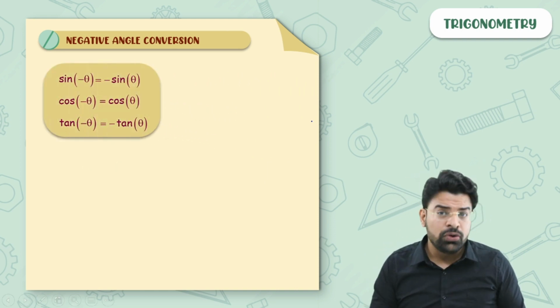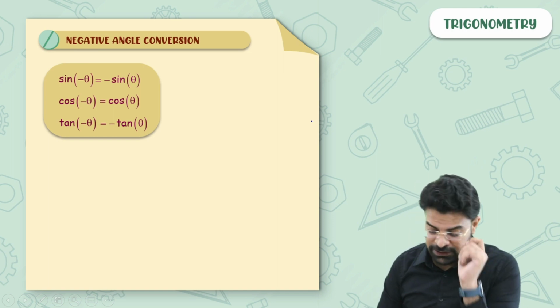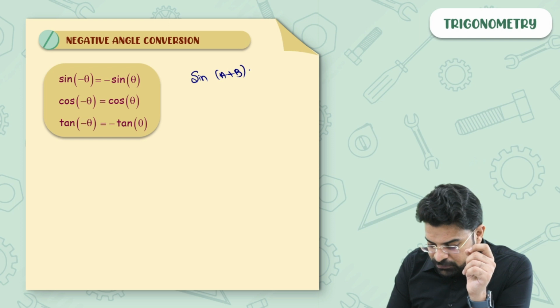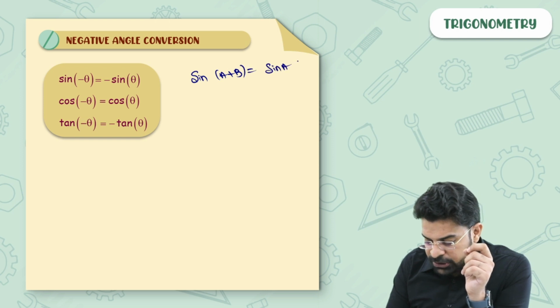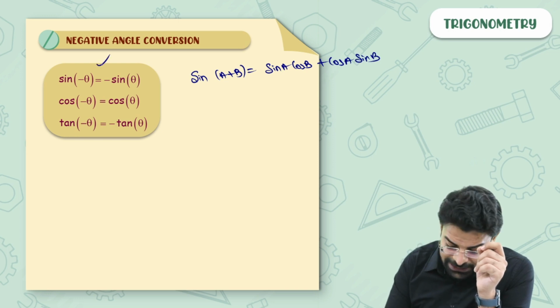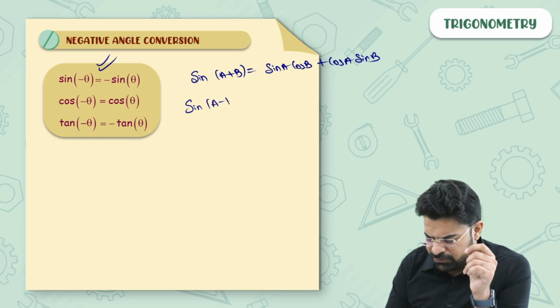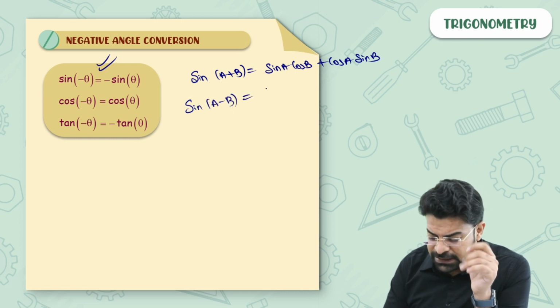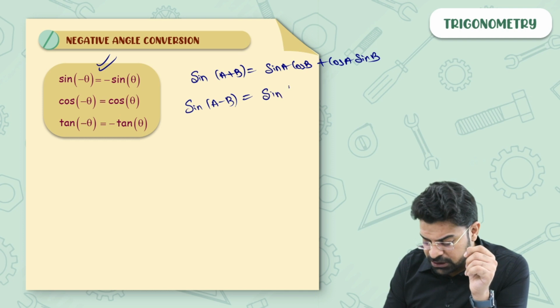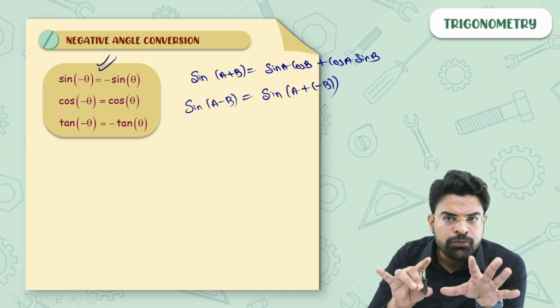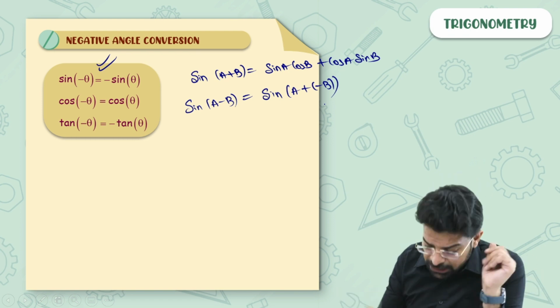Now once we know this, we can find the difference formula. We have learned that sine of a plus b is sine a cos b plus cos a sine b. Now using this thing, you can tell what is sine of a minus b. Sir, how? Very easy. See better. You will say sine of a minus b is nothing but sine of a plus minus b. So in place of b, substitute minus b, that becomes a minus b.